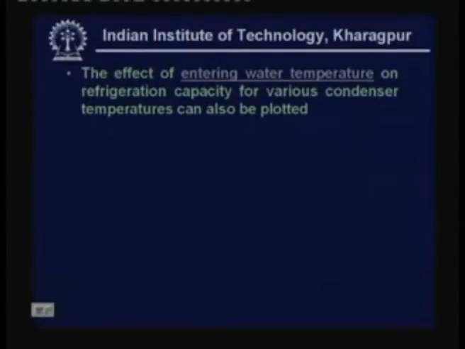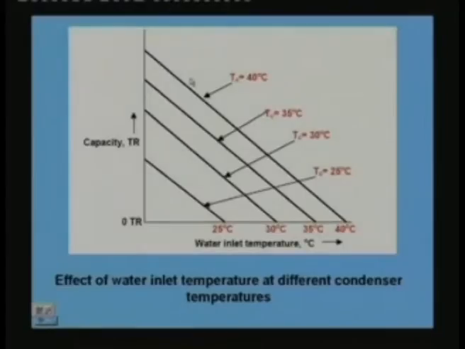Now the effect of entering water temperature on refrigeration capacity for various condenser temperatures can also be plotted. The last curve is for a fixed water inlet temperature and fixed flow rate. So we just varied the evaporator temperature and condenser temperature, and we got the capacity of the system. You can also study the effect of condenser water inlet temperature, that means the cooling water inlet temperature, on the capacity of the system. If you plot this, you will find that it will be something like this.